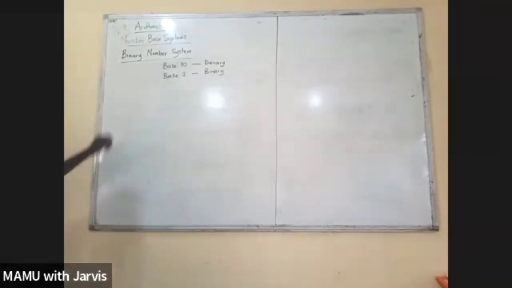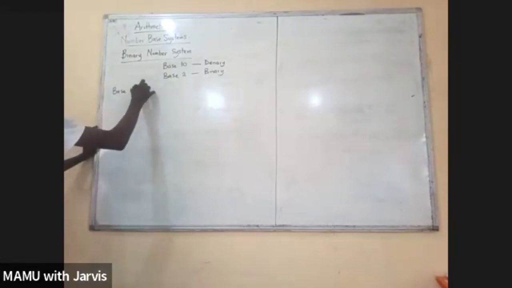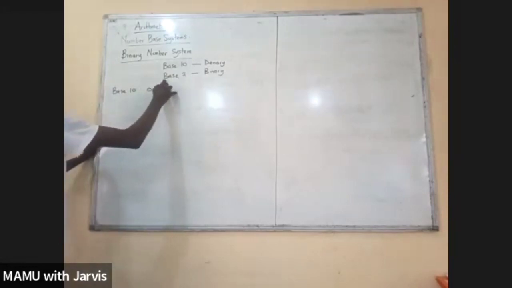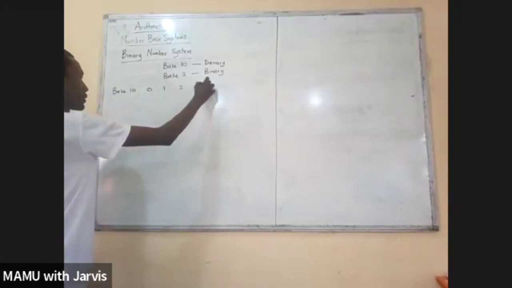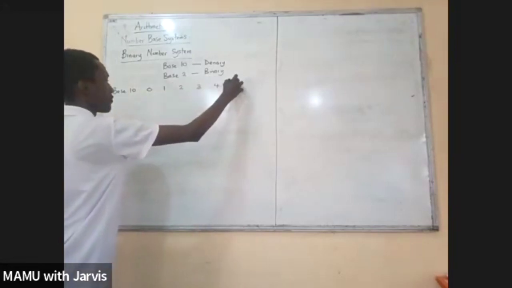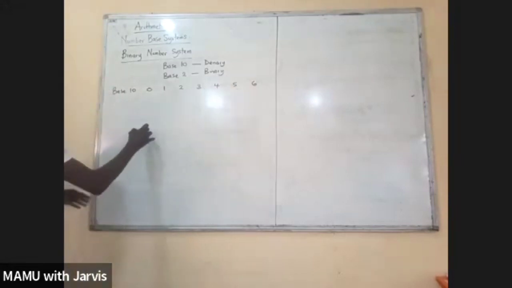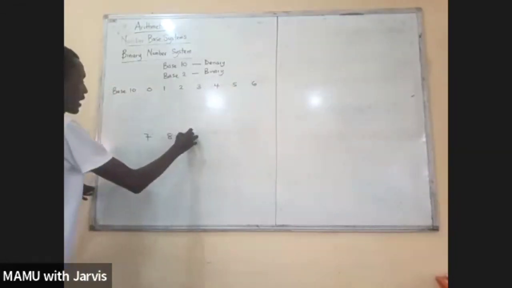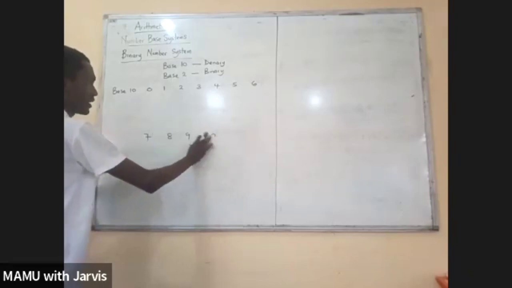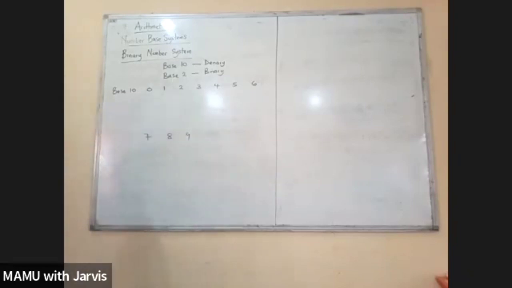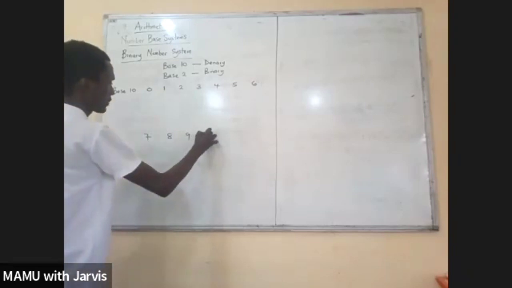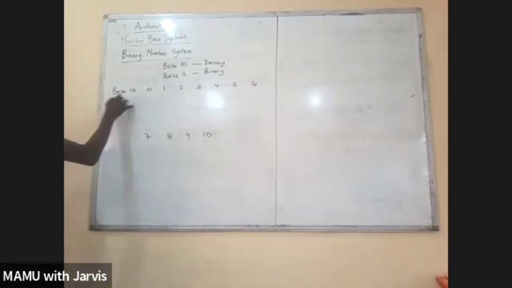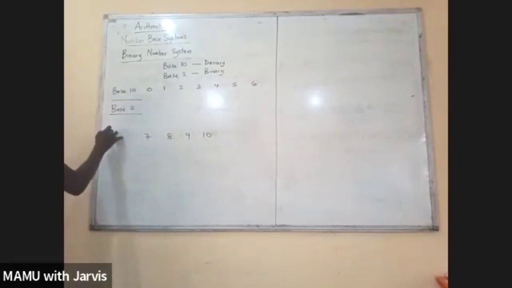All right, so we will start with base 10. Just follow me closely. I'm going to use the counting system we are used to. Start with 0, 1, 2, 3, 4, 5, 6, 7, 8, 9, and let's get to 10. Now, what would it look like when you're counting in base 2?